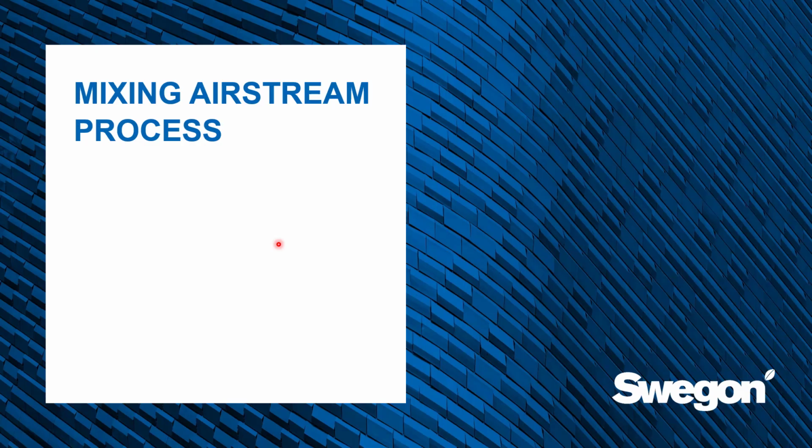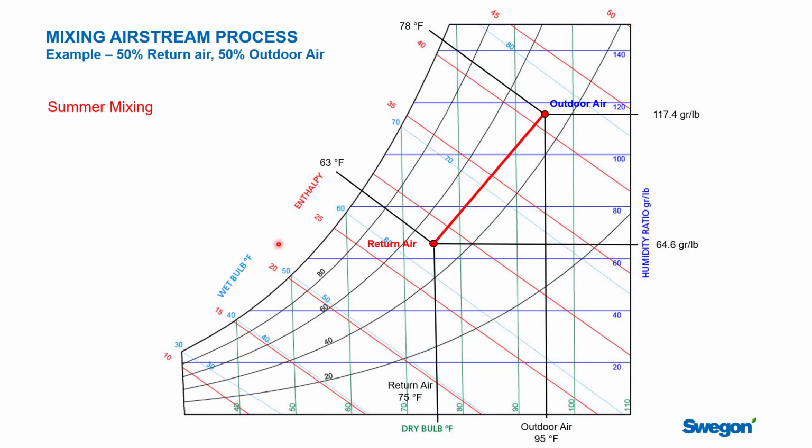In this short video, we want to look at the psychometric process of mixing two air streams. So a nice example for us is, imagine you had a mixing box on an air handling unit. We have some outside air that's coming into the building. It's in the summer, so it's hot and humid, and we have return air from the building that's relatively cool and dehumidified. These two are going to mix in the mixing box, and we're going to get air at a different condition, something that's in between the two.